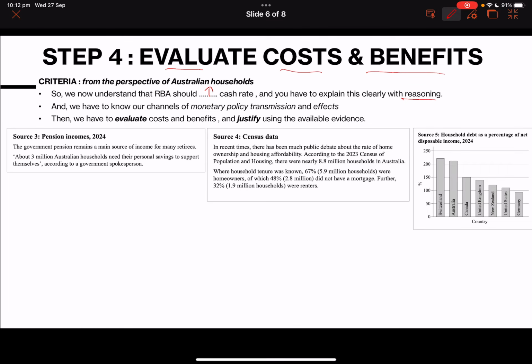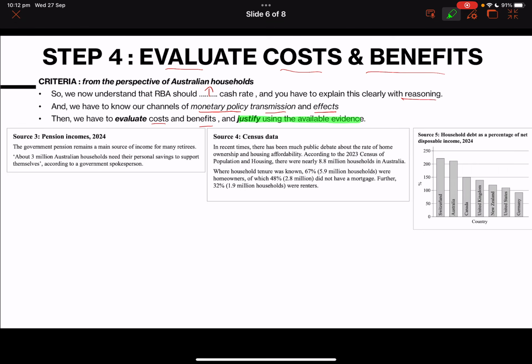I'm not going to explain the marking guide, but I want to go through it and say this is kind of what you've got to think about. So now we've got to go, what's our theoretical basis? We have to know our channels of monetary policy transmission. We have to know the effects. And then we have to evaluate the costs and benefits. And most importantly, just using the available evidence, sources 1 to 7, once again.